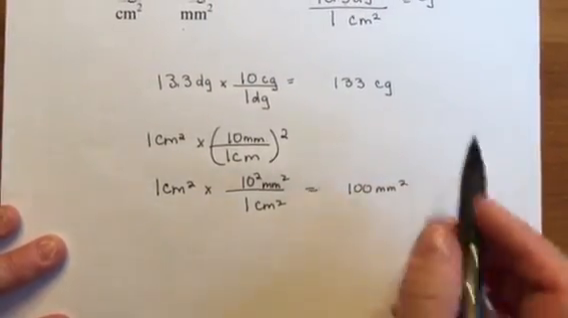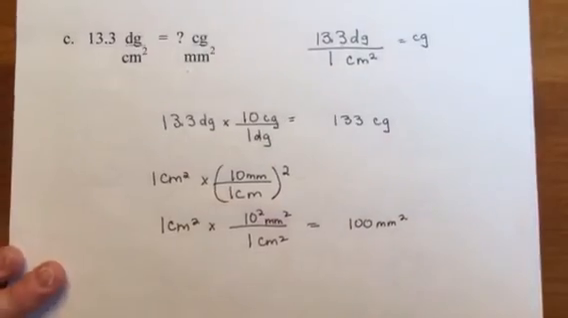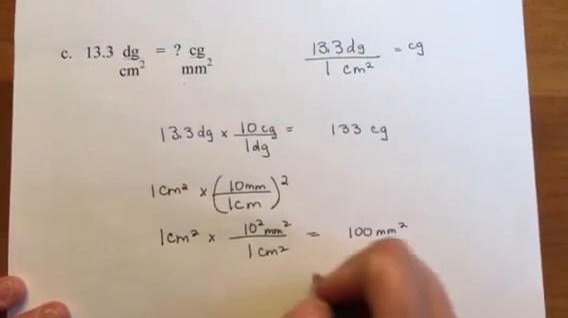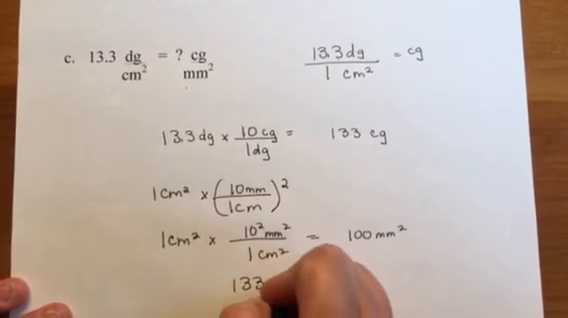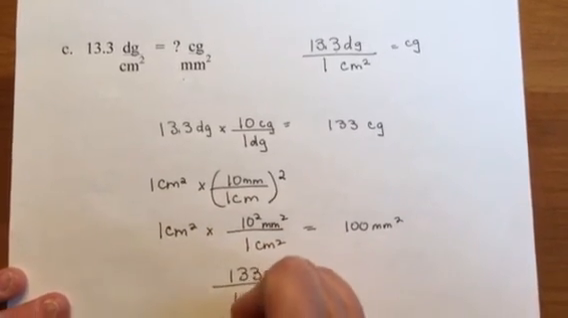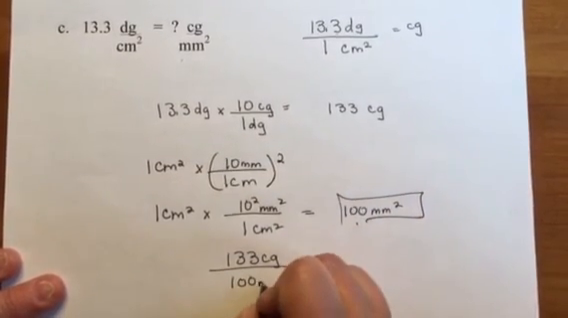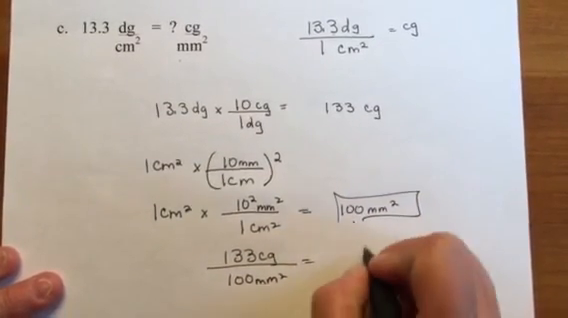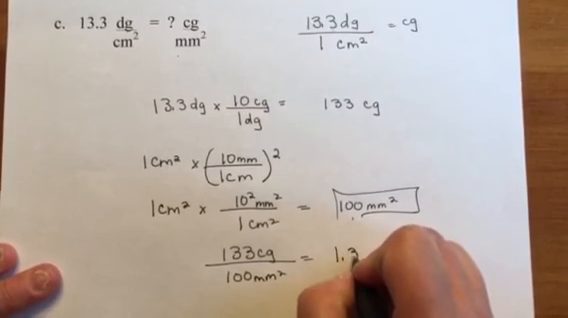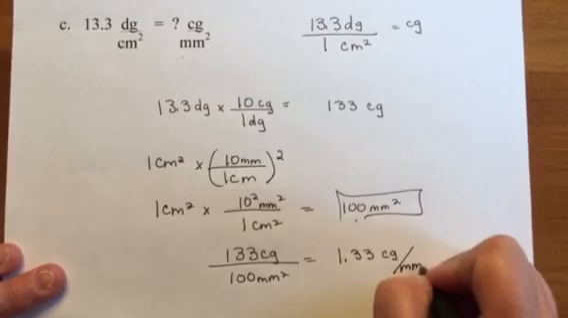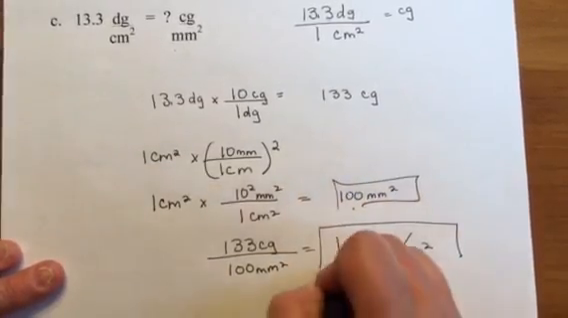Now, remember, the whole idea is to get centigrams over millimeters squared. So I take the 133 centigrams and divide it by my second answer, the 100 millimeters squared. And when I do that, I get 1.33 centigrams per millimeter squared. I hope this helps you.